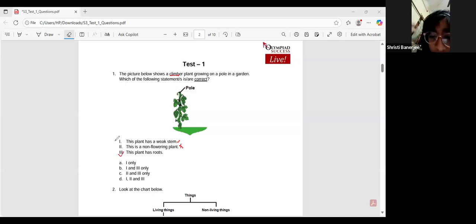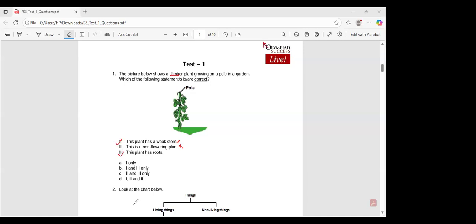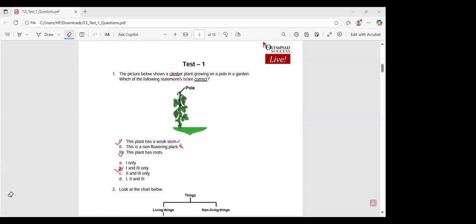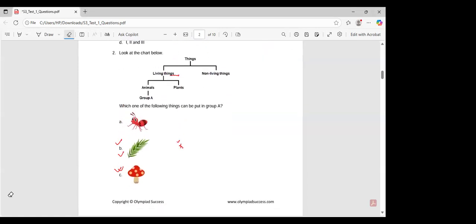So which among the following are the correct options? That is the first one and the third one. So here we will go with option B. Is that clear? Yes. Okay. Now moving ahead with the next question.